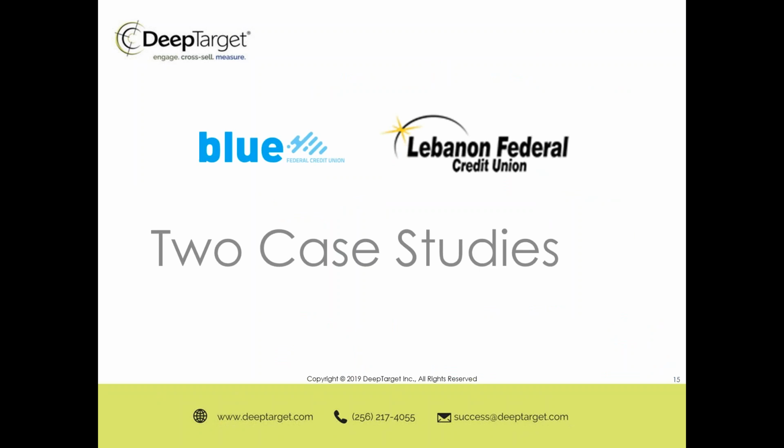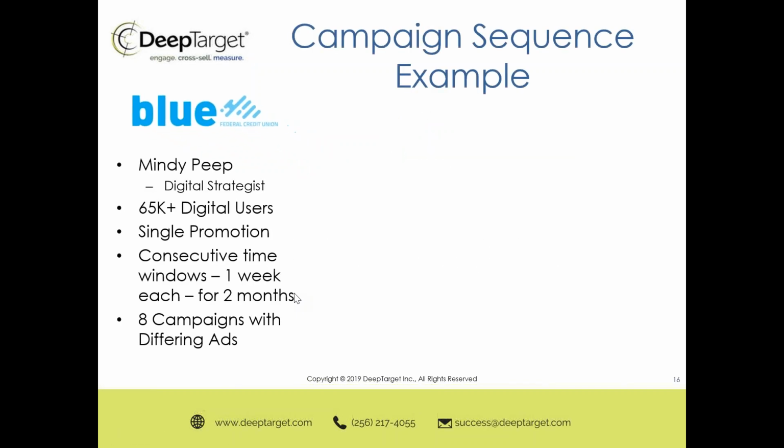Helen and I are really excited to talk about 2 case studies today that we think will show you some real cool stuff. First of all, the first one we're going to talk about is Blue Federal Credit Union. And what Blue has done is, Mandy there is a digital strategist. They have over 65,000 digital users. She has taken a single promotion and she has deployed it 1 week each for 2 months, so 8 weeks. I think 8 weeks, with 8 different campaigns.